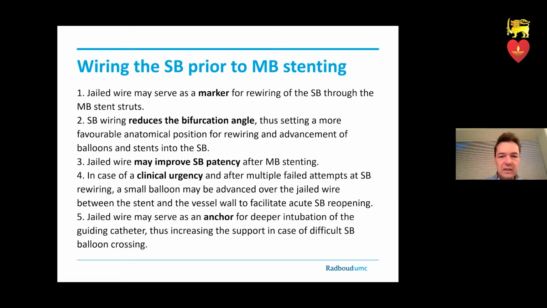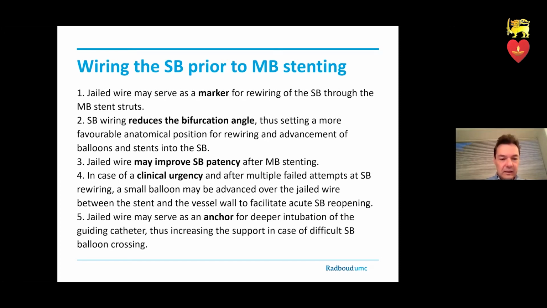Then some more tips and tricks. Realize that wiring of the side branch prior to the main branch stenting is usually a marker of where the side branch is. So we call it a safety wire, but it can hardly be used as a wire to push over your balloon. But it is a marker, and it also helps to reduce the bifurcation angle, which makes it easier to recross with your new wire. It may improve side branch patency after main branch stenting just by being there, and it helps to keep some flow.